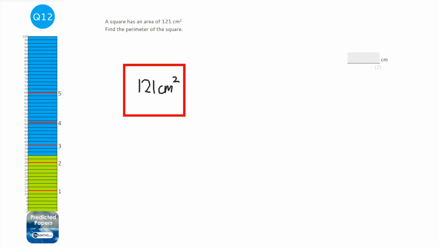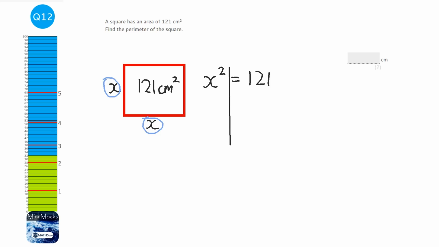Okay, so I know it's a square, so therefore the width, or the base, and the height will be exactly the same. Okay, and I know to find area I do this one times this one. So I know that x times x, or x squared, equals 121. And if I put my lines in, then I can square root both sides, and so x is 11.